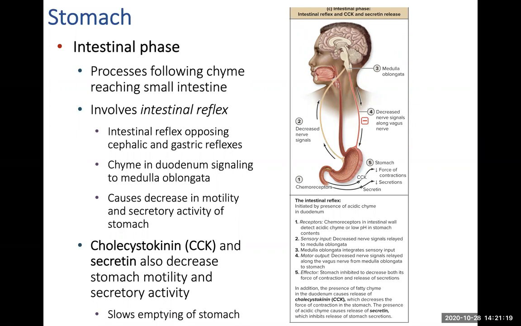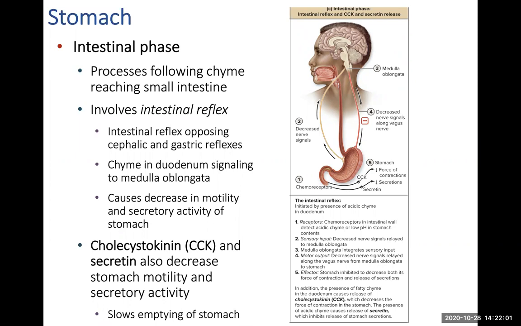And then the intestinal reflex is initiated by chyme entering the duodenum. And when that occurs, signals are sent to the medulla oblongata. And what the medulla does in response to that is it decreases activity of the stomach, okay? So let me say that again. When chyme is moved into the duodenum, that stimulates sensory nerve signals that are sent to the medulla oblongata. And in response to that, the smooth muscle within the stomach stops contracting as vigorously. So it slows down activity in the stomach.